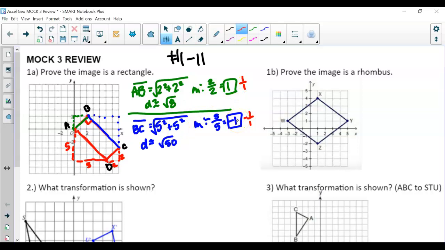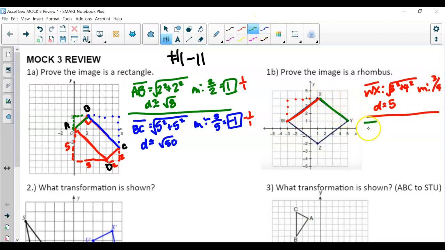Then for this one, proving that we have a rhombus, I'll start with WX. Here, WX, we've got 1, 2, 3, and 1, 2, 3, 4. So 3 squared plus 4 squared, and take the square root, which gives us a distance of 5. Then, of course, we can use the slope. The slope is the rise of 3 over 4, and we're going up, so this is positive.